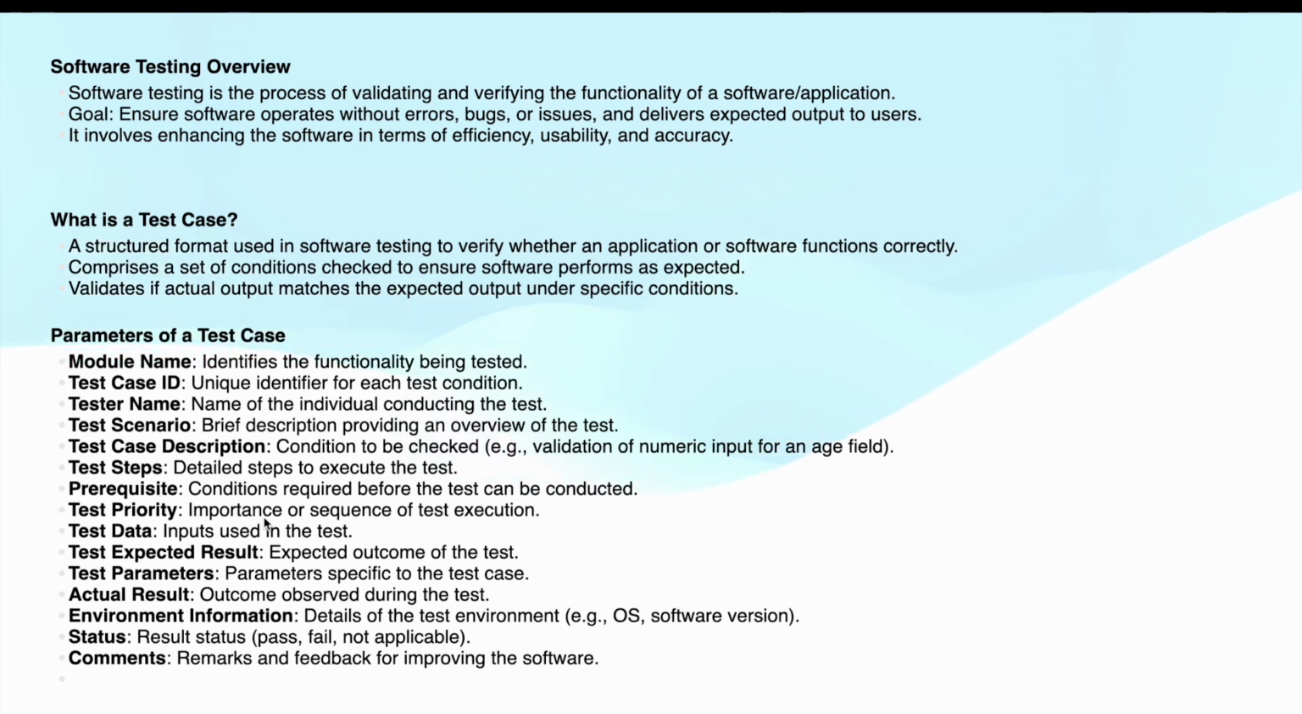Test data, the input used in the test. Test expected result, the expected outcome of the test. Test parameters, parameters specific to the test cases. Environment information, details of the test environment, like what software we are using and what OS we are using. The last is status. Status means result status, pass, fail or not applicable. There are multiple statuses. Then next is comments, remarks and feedback for improving the software.